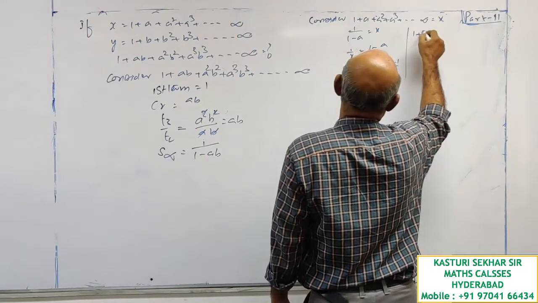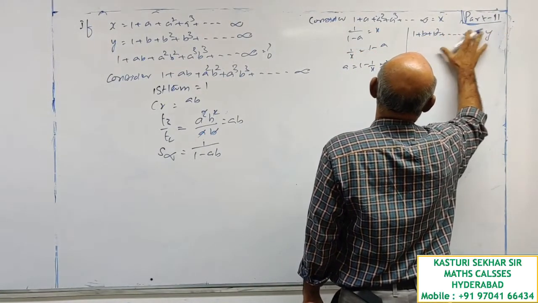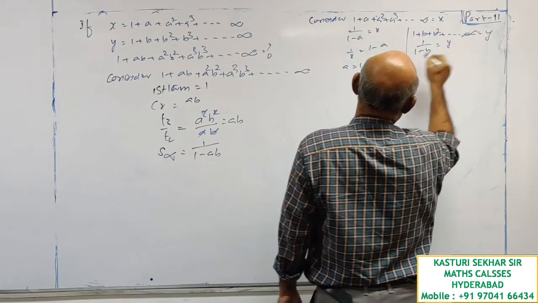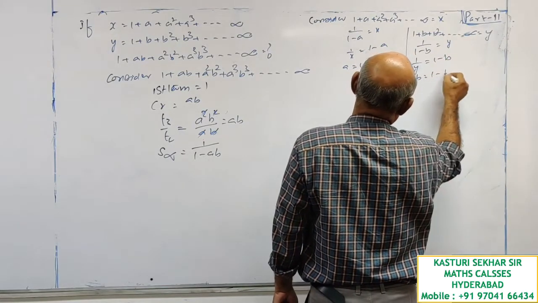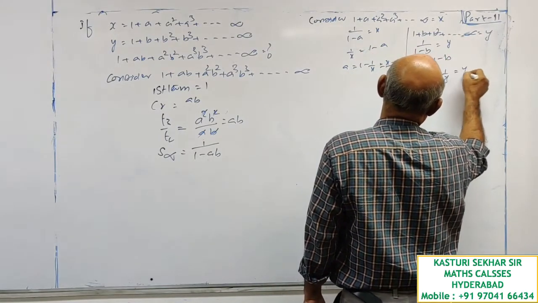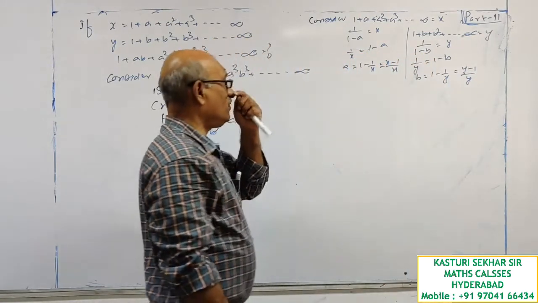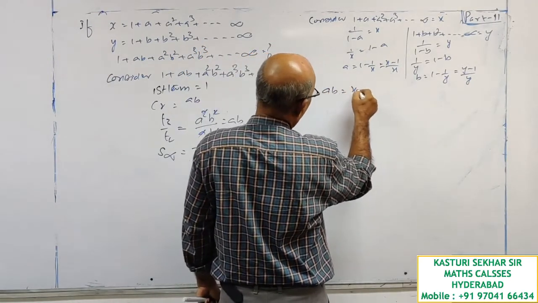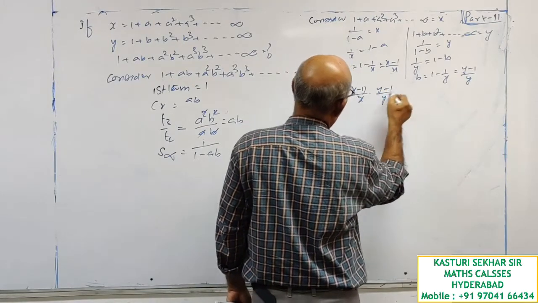Similarly, 1 by 1 minus b is equal to y. b is equal to 1 minus 1 by y, which is y minus 1 by y. So ab is equal to x minus 1 by x into y minus 1 by y.